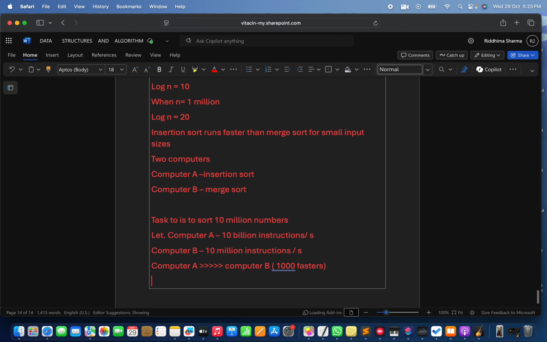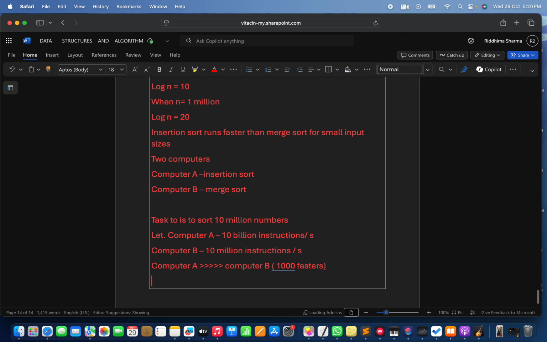To make the difference even more dramatic, suppose that the world's craftiest programmer codes insertion sort in machine language for computer A, and the resulting code requires 2 n square instructions to sort n numbers. Suppose further that just an average programmer implements merge sort using a high-level language with an inefficient compiler, with the resulting code taking 50 n log n instructions.